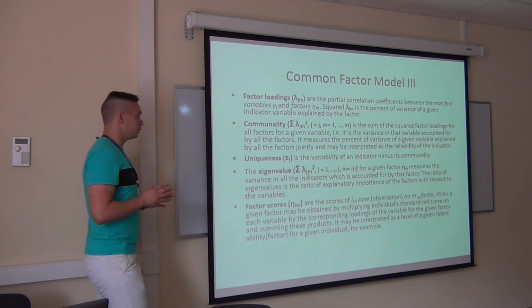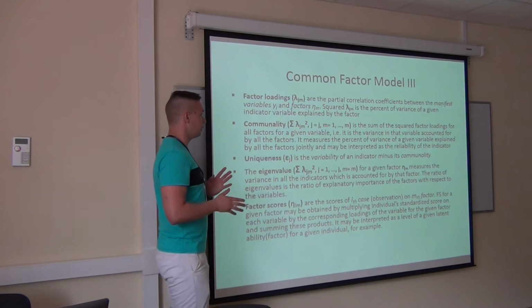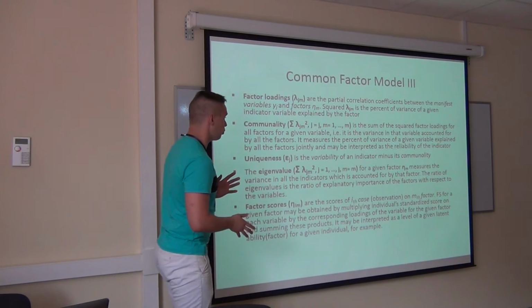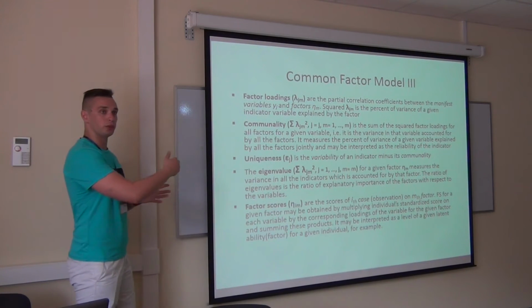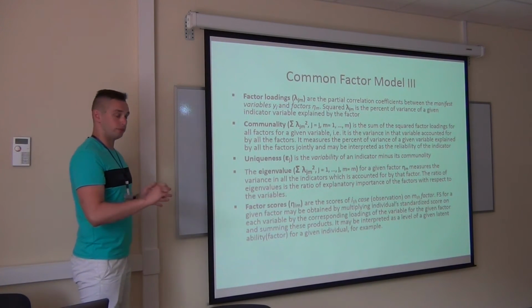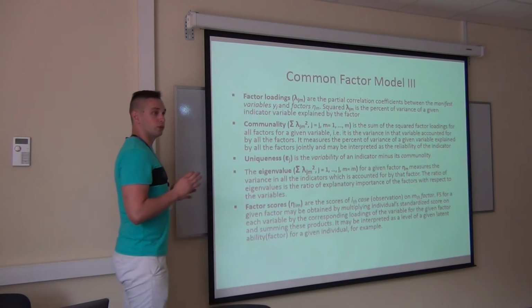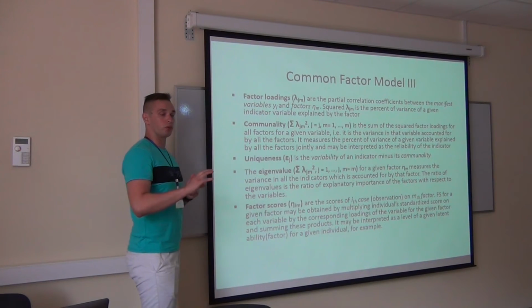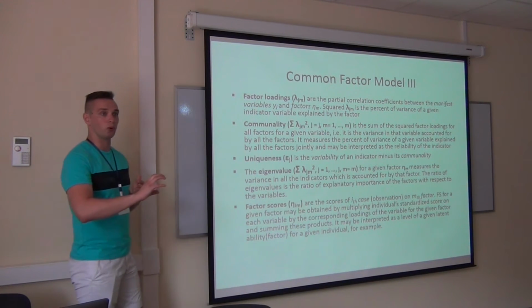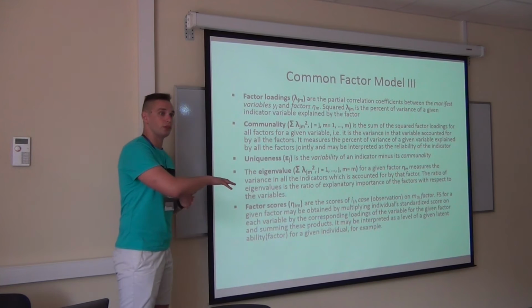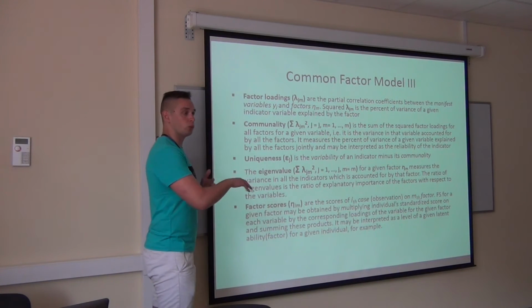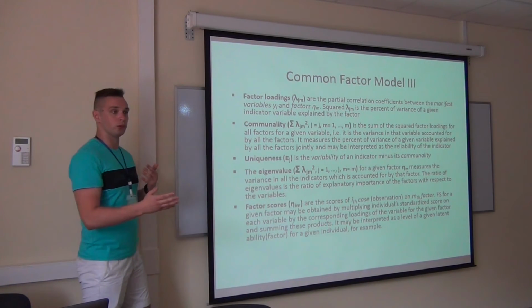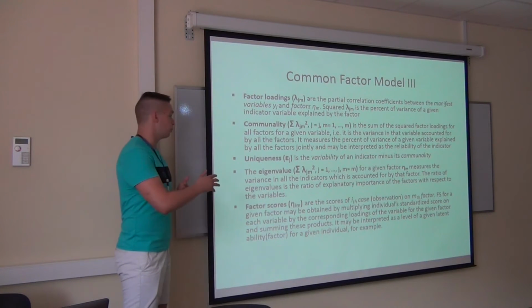The uniqueness is the variability of indicator minus its communality. So we take the variance of any observed indicator, then we subtract the sum of squared factor loadings for all latent variables related to this indicator, and thus we get the amount of unexplained variance in our indicator.